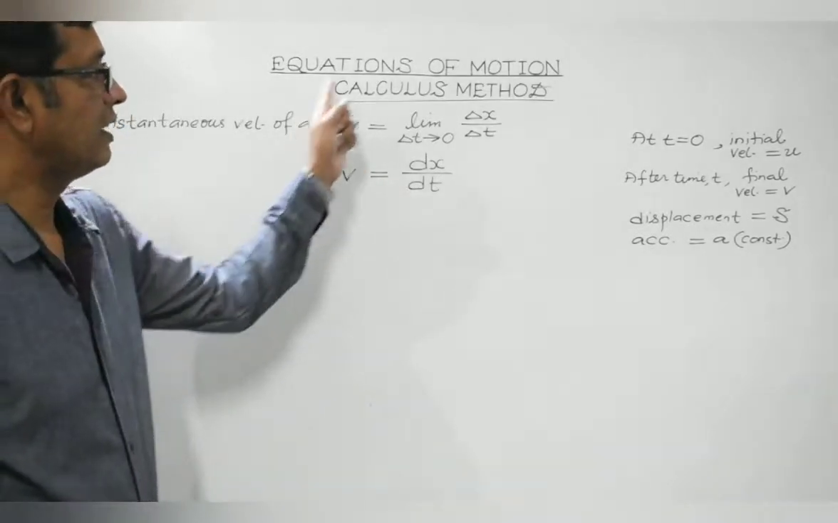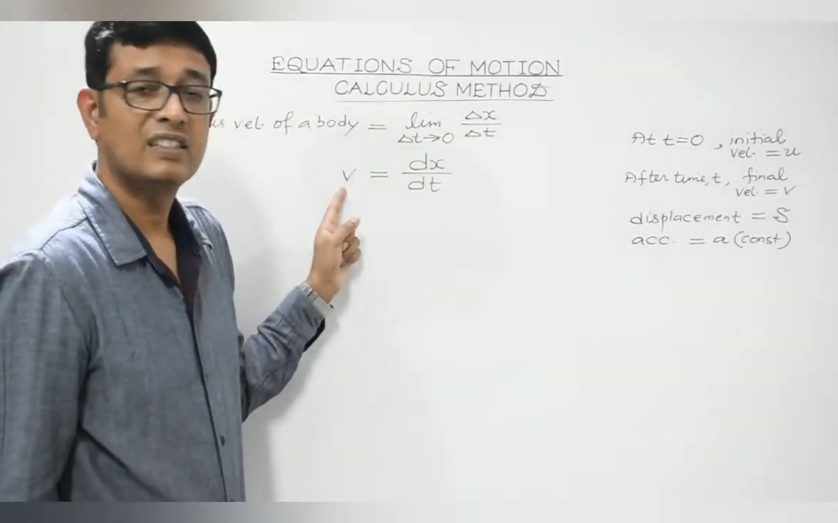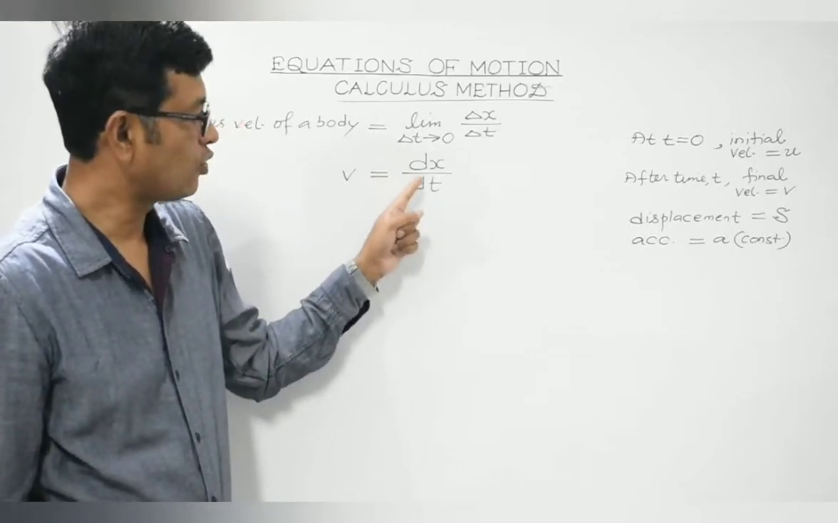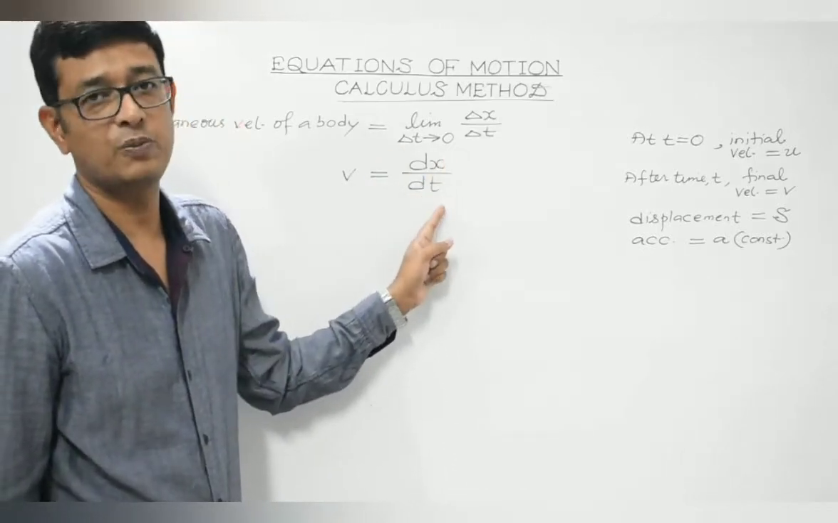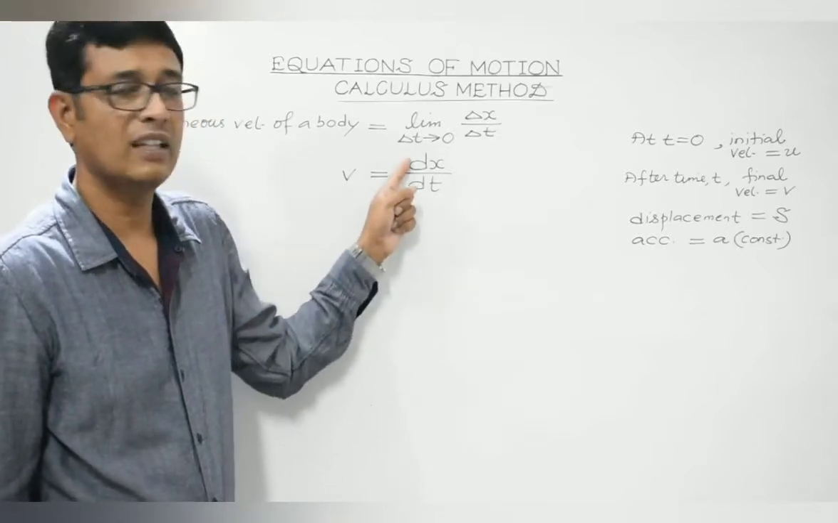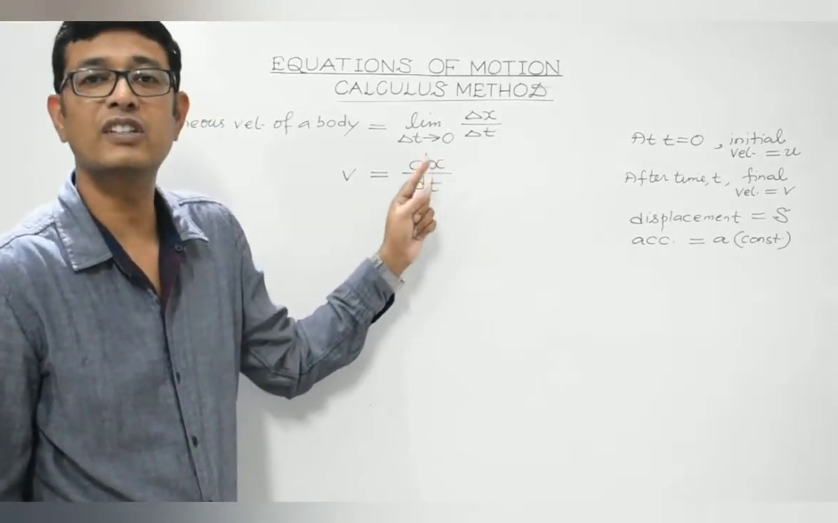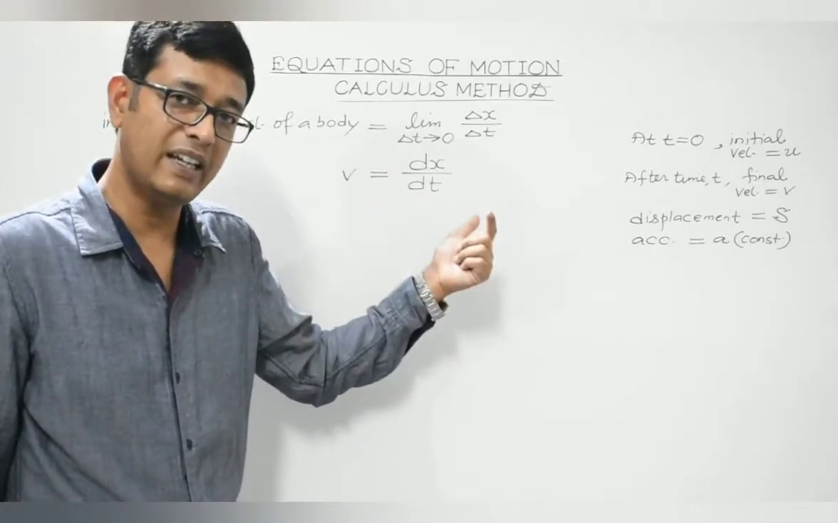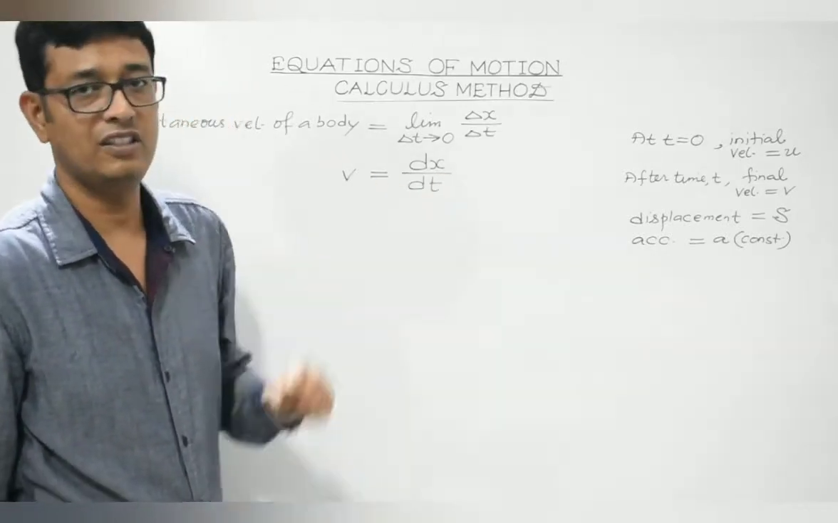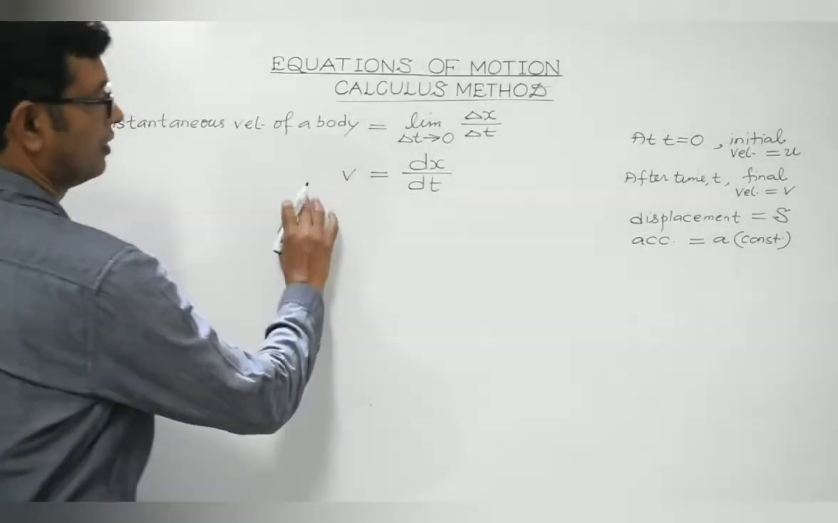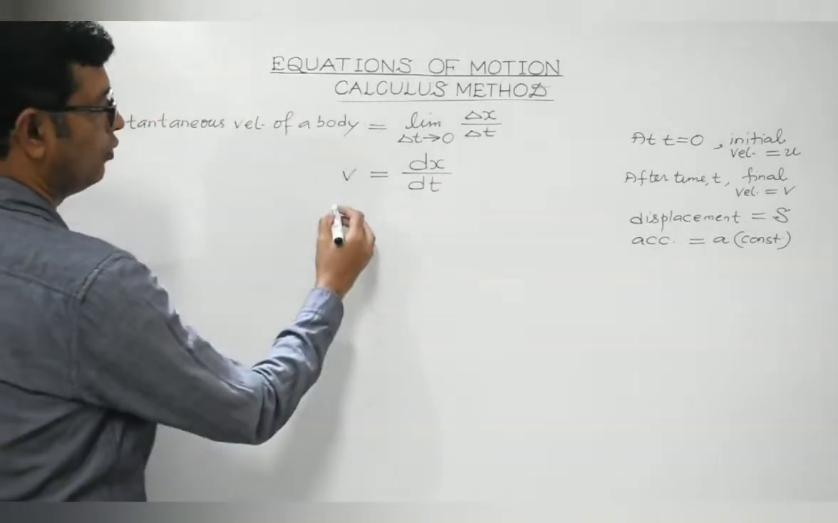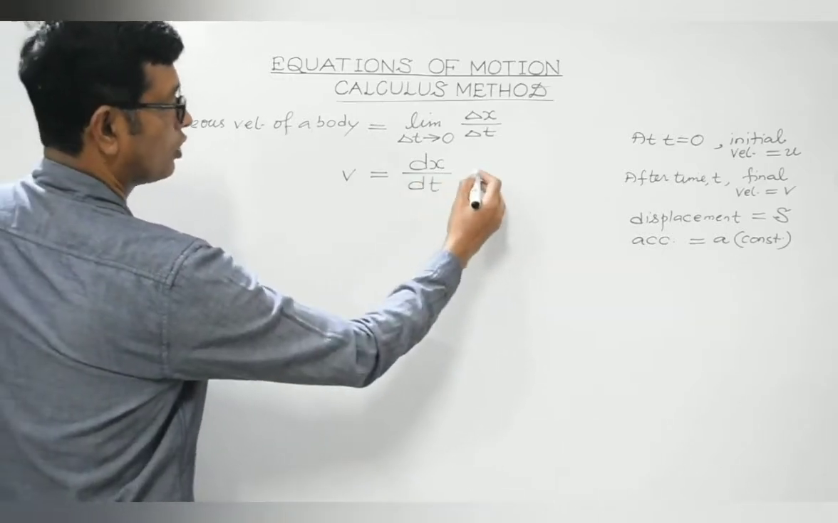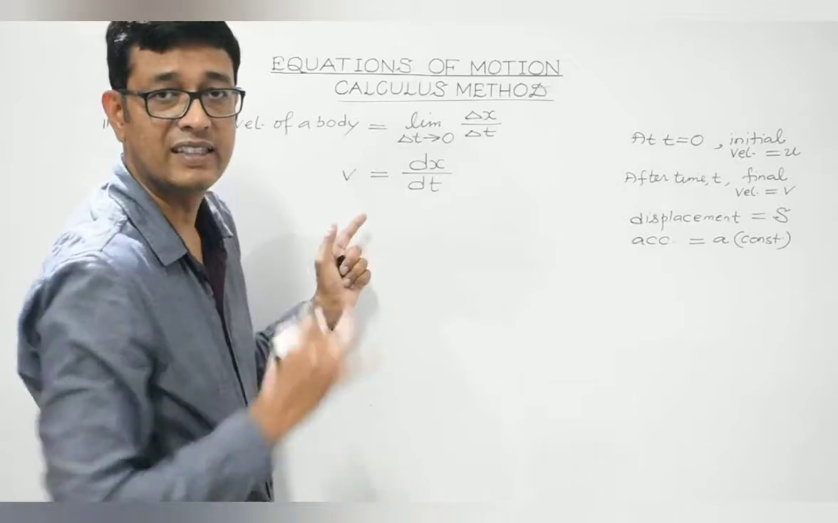So students, in calculus, the instantaneous velocity of the body is given by the differential coefficient of displacement with respect to time. It is also known as the derivative of x with respect to time. This is the differential coefficient of displacement x with respect to time t, right? So, this is instantaneous velocity. We can write it like this. Also, we can write it as dx by dt.